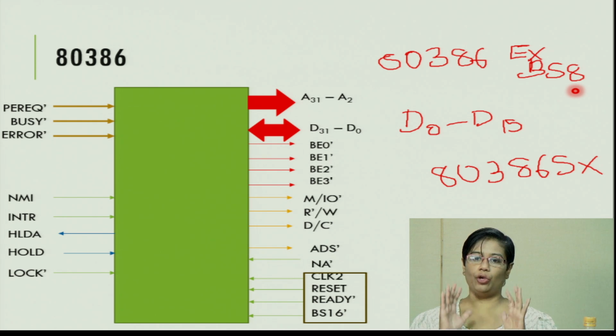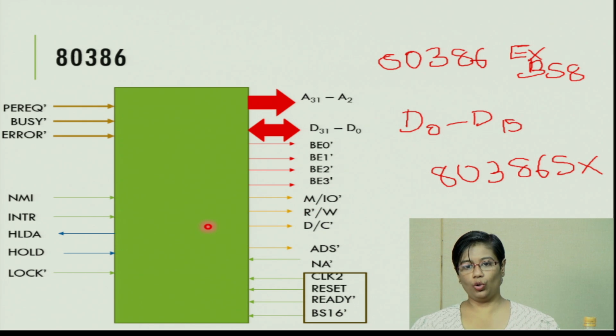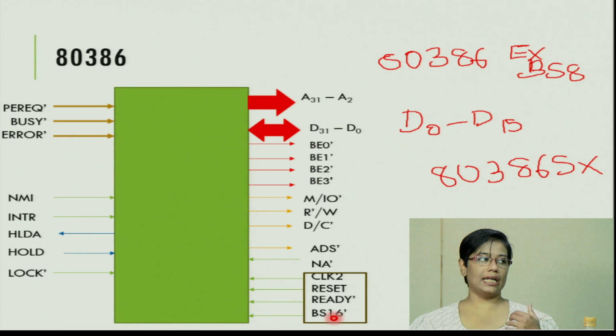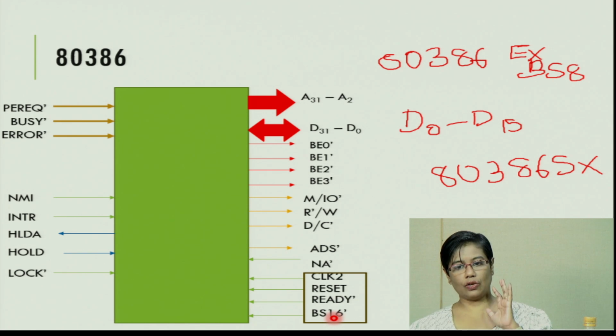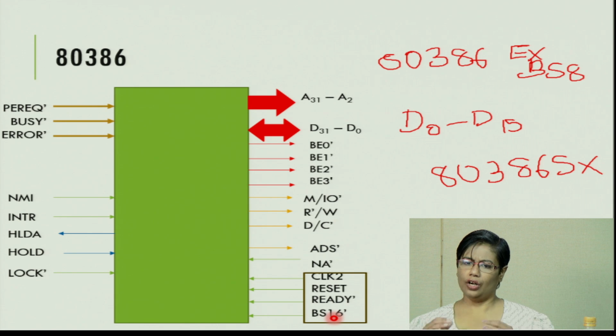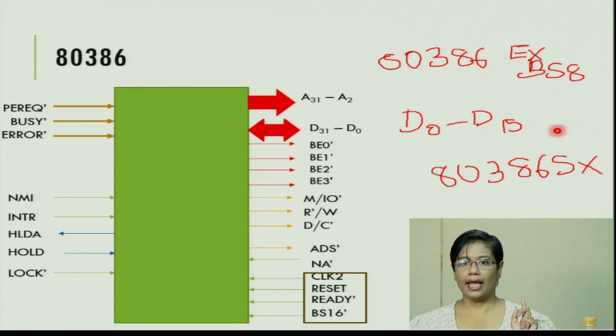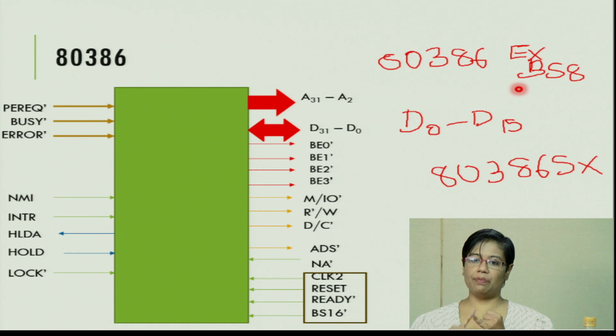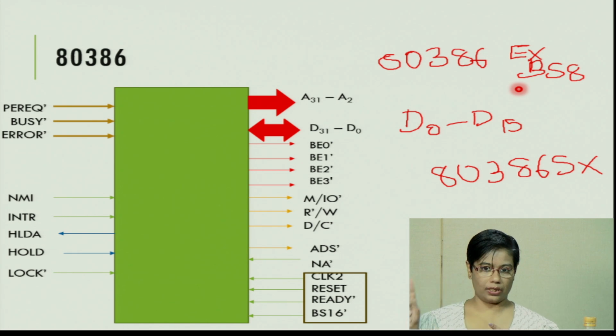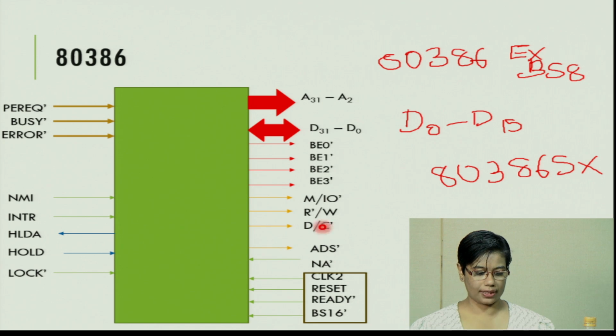80386SX will only allow you to have a 16-bit data bus. 80386 will allow you to have either a 16-bit data bus or a 32-bit data bus. So these are the different versions of 80386 available. Normally when we are talking about 80386, this is the version that we are referring to, which allows you to have 16-bit or 32-bit. 80386SX, only 16 bits. 80386EX, 8 bits, 16 bits or 32 bits. That's the difference between these three versions.